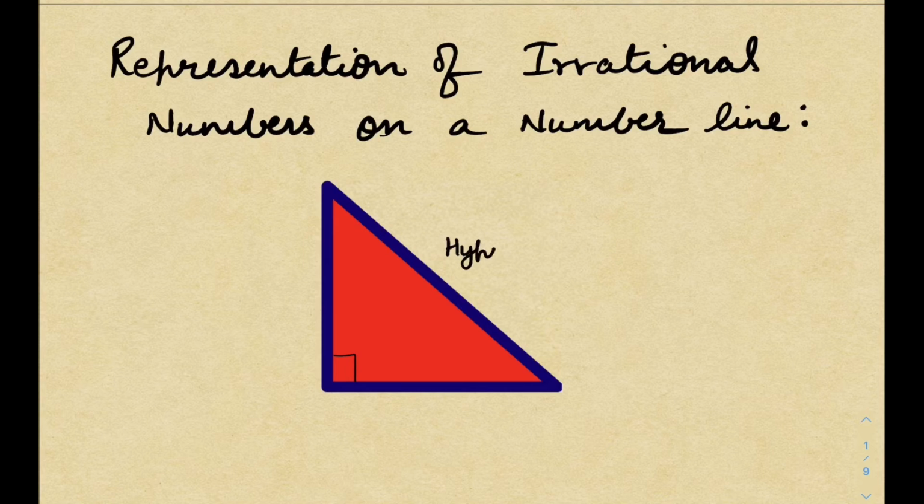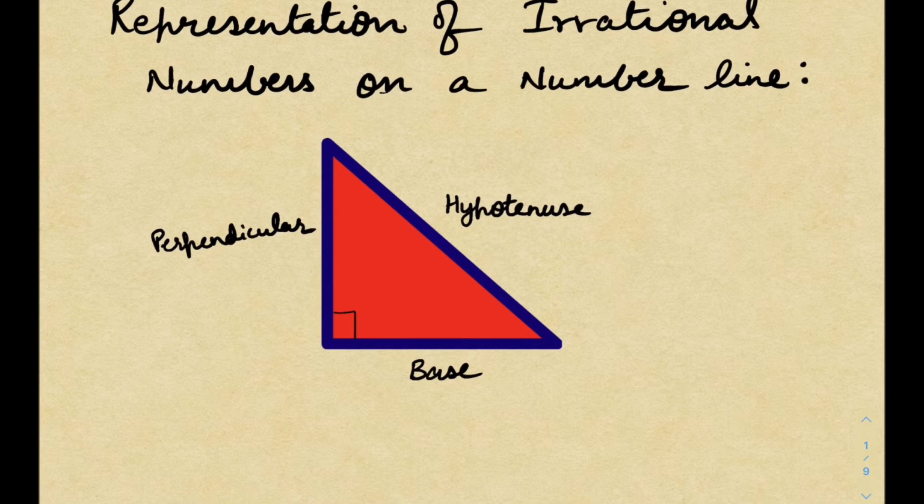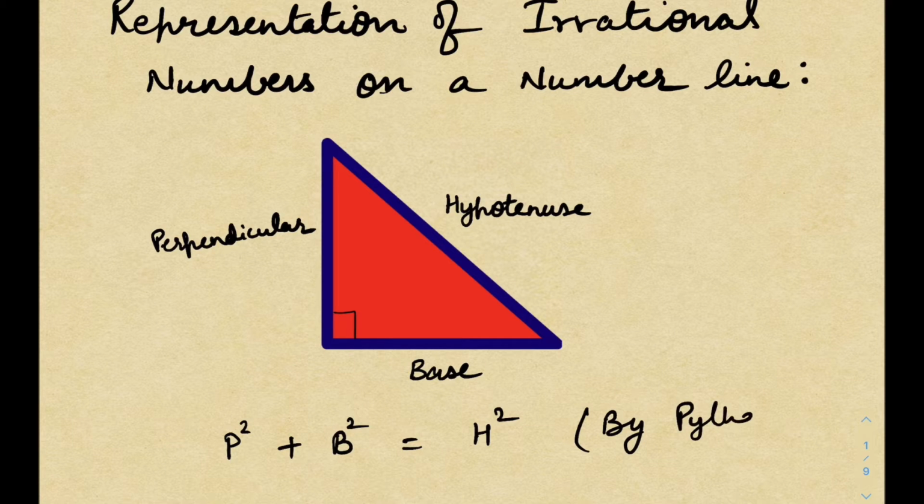Today we are going to represent irrational numbers on a number line. For this we are going to use a right angle triangle. In a right angle triangle we know the side opposite to the 90-degree angle is called the hypotenuse and the other two sides are known as perpendicular and base. And we also know that perpendicular square plus base square is equal to hypotenuse square by Pythagoras theorem.